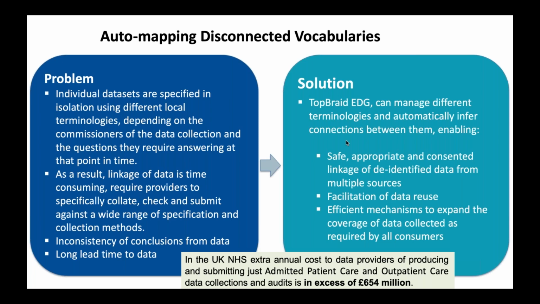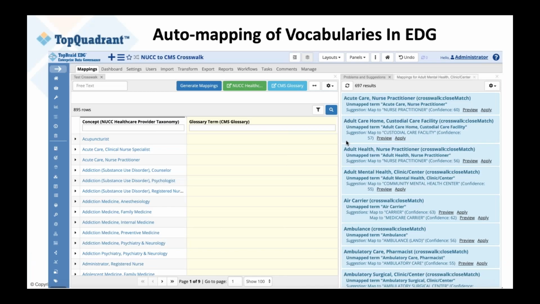So how can Tabrate Edge help? Well, Tabrate Edge is an excellent tool for managing different terminologies, different reference data sets, and it has the capability for automatically inferring connections between them. And as a result, it makes it easier to combine the data, reuse data, and provide all sorts of efficient mechanisms for expanding the use of data.